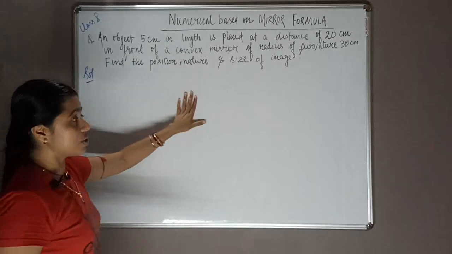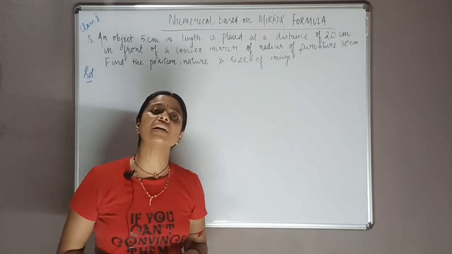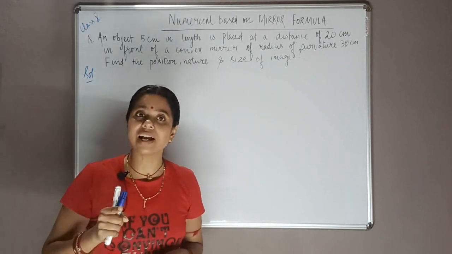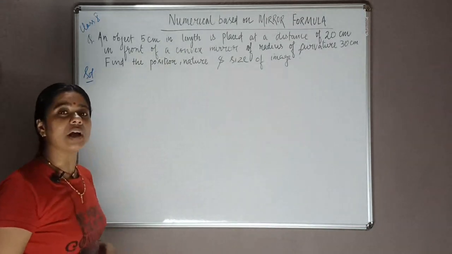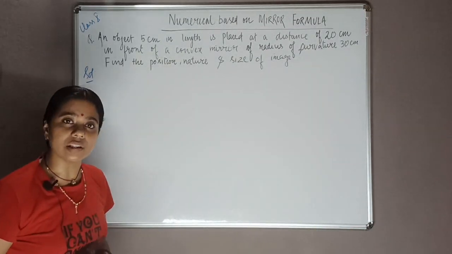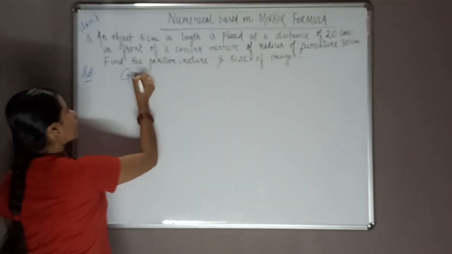Starting with this question, the first thing you have to do is find out the given values along with the sign from the question. First we have to write what is given in the question. So starting with the solution, first of all we will write what is given.